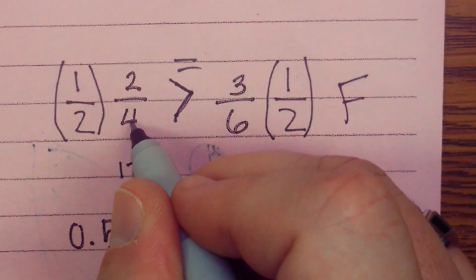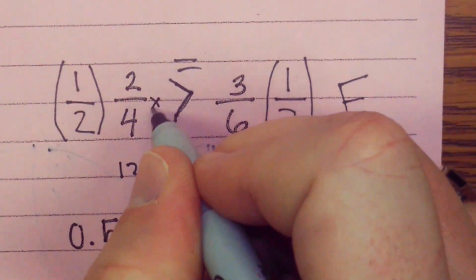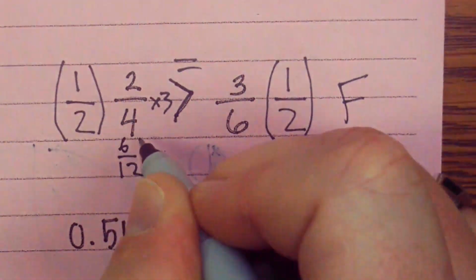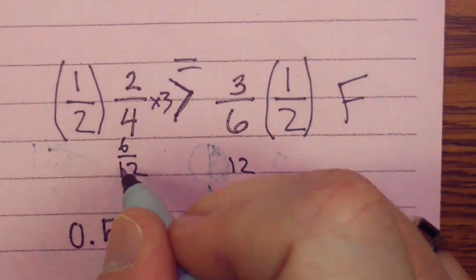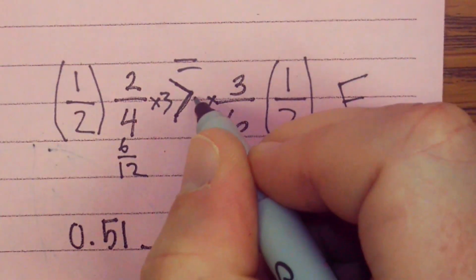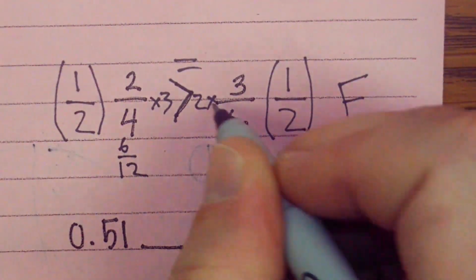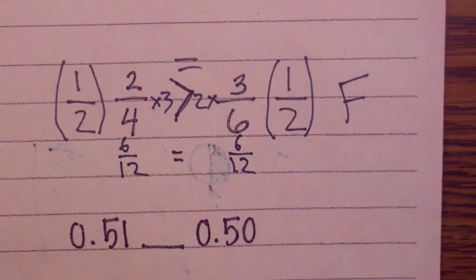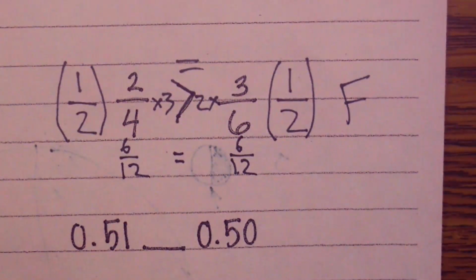And I would say, what times 4 is 12? 3. So if I take this whole thing times 3, I get 3 times 2 is 6. 3 times 4 is 12. That's 6/12. How do I turn 6 into 12? Well, I need to take the whole thing times 2. 2 times 6 is 12. 2 times 3 is 6. Both numbers are the same. A couple different ways you can find the same answer.